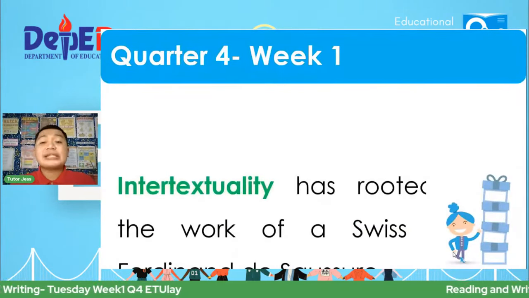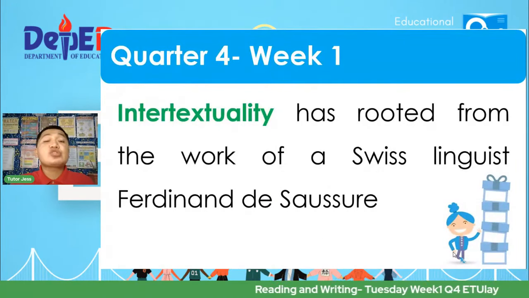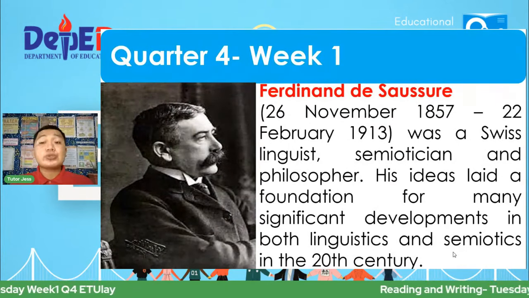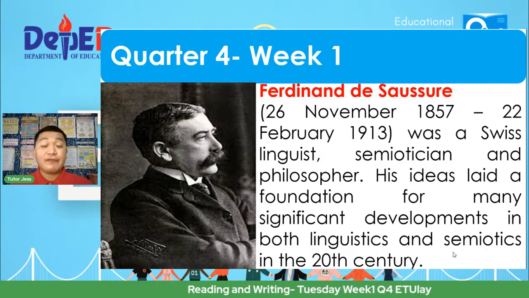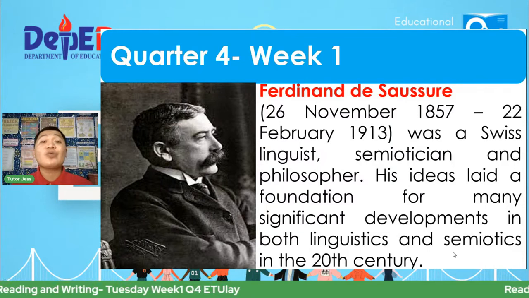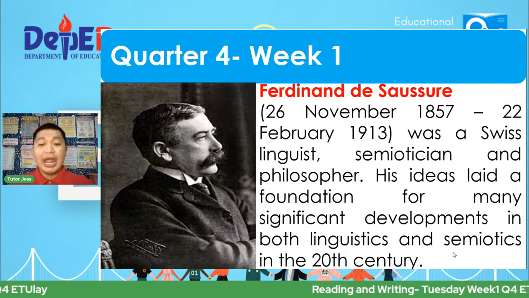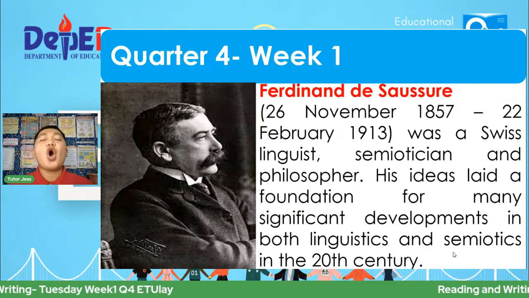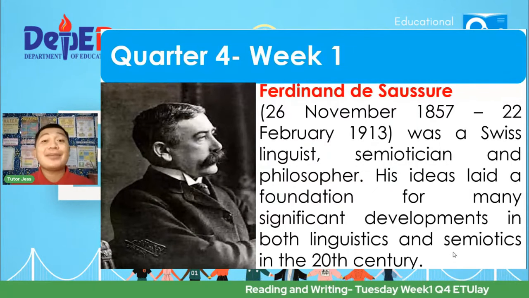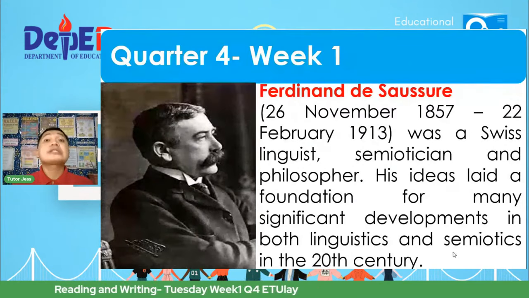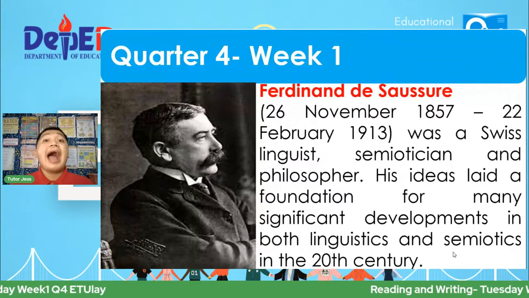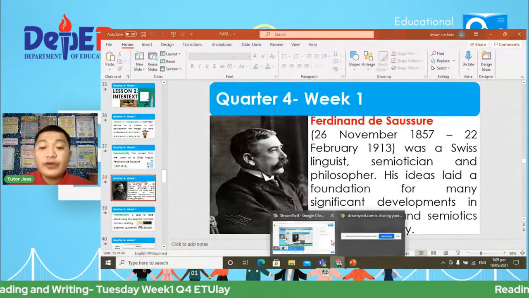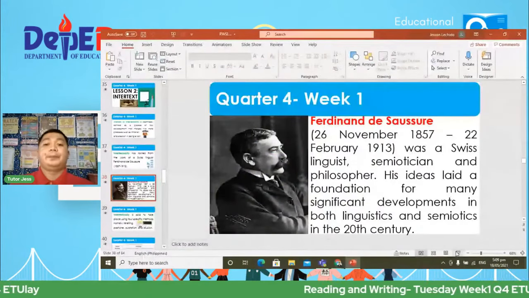Now, intertextuality has its roots in the work of Swiss linguist Ferdinand de Saussure, 1857 to 1913. He was born on November 26, 1857, and died February 22, 1913, a Swiss linguist, semiotician, and philosopher. His ideas laid a foundation for many significant developments in both linguistics and semiotics in the 20th century. When we talk about semiotics, it is the study of how symbols and signs have their meanings. Okay, don't forget that that is Ferdinand de Saussure. All right, next.